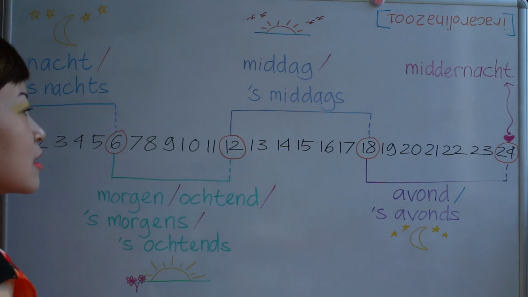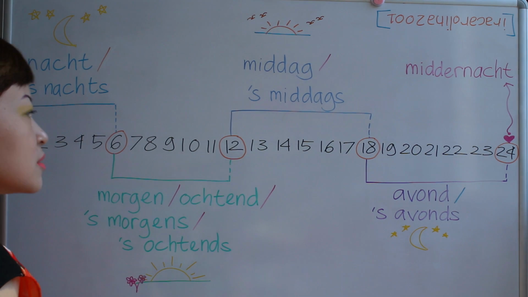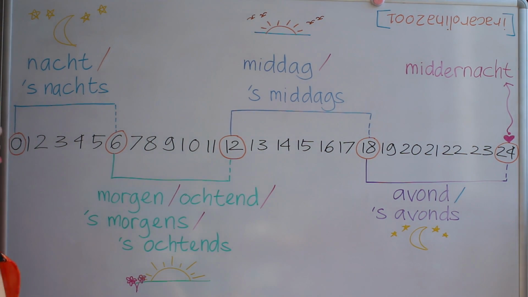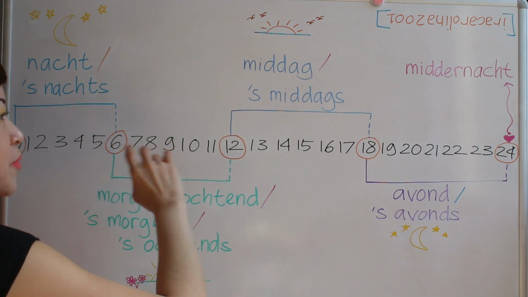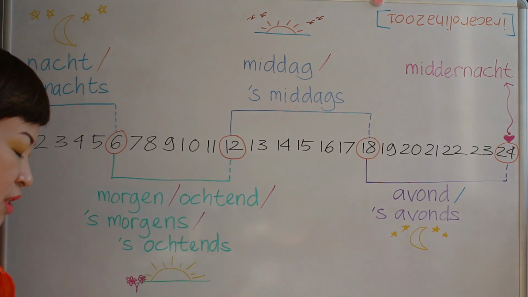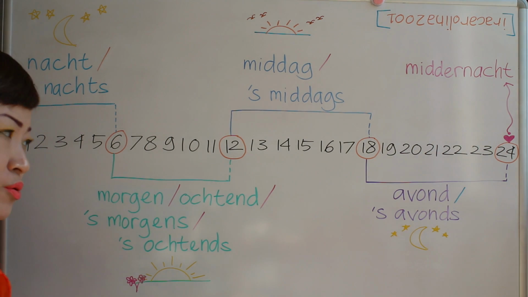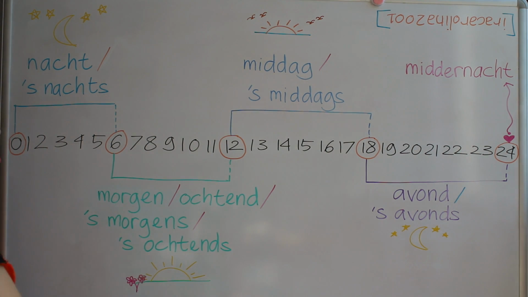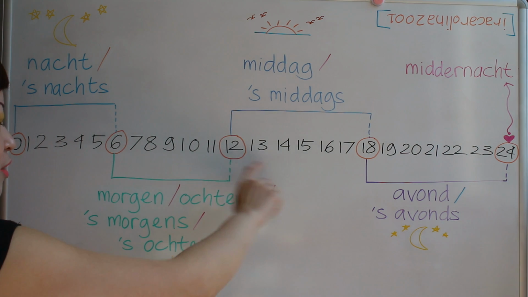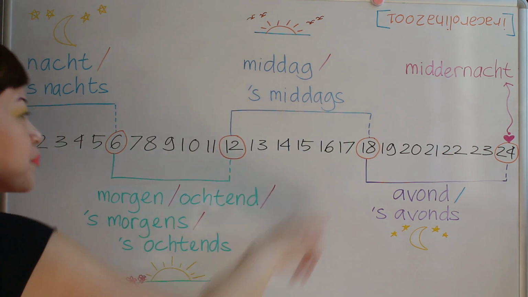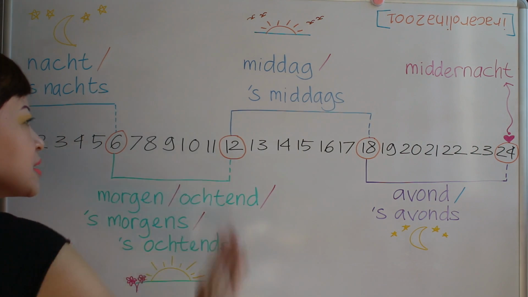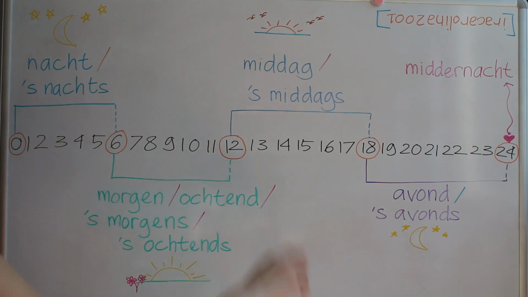In Netherlands, we don't have noon. In English, we have noon at 12. But in Netherlands, there's no specific or special word for noon. So we just count it from 12 to 18, or 6 p.m. During this time, we call it middag.